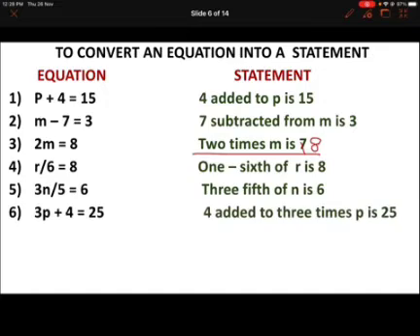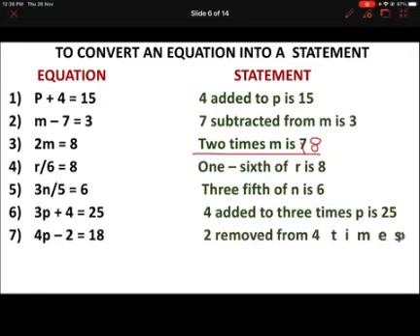Next, 3p plus 4 is 25. So when 4 is added to 3 times p, the result is 25. 4p minus 2 is 18. So what is the statement? 2 removed from 4 times p is 18.